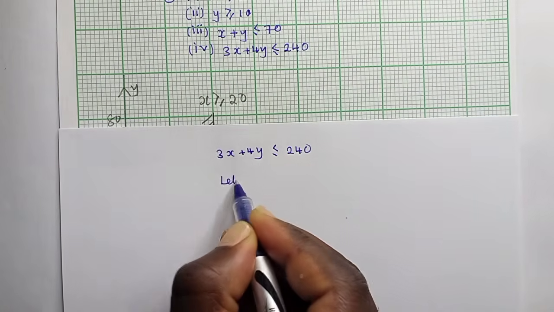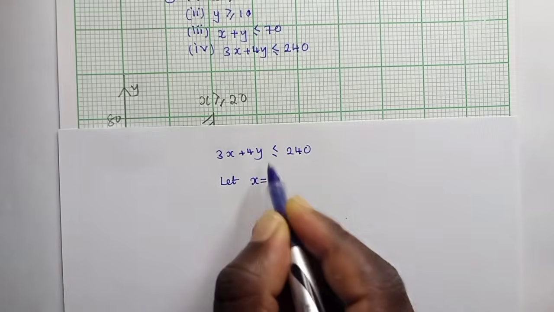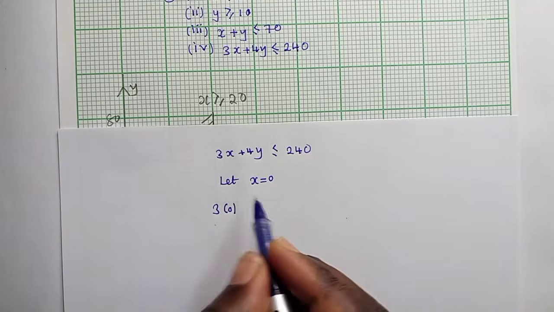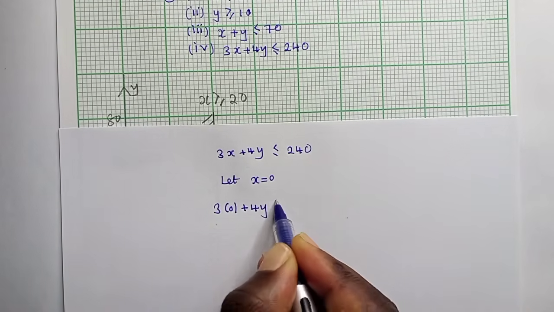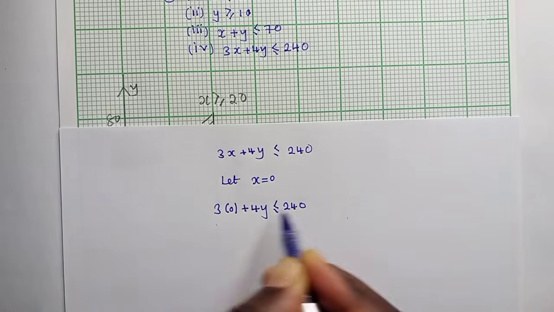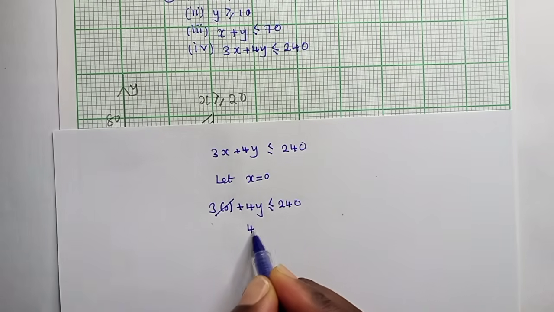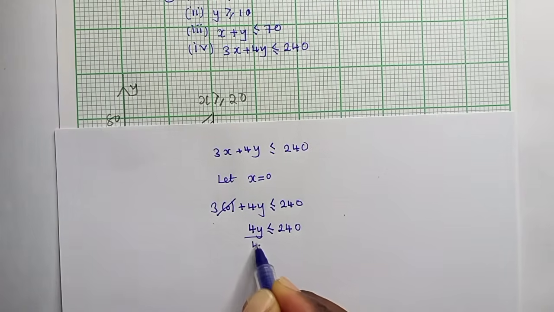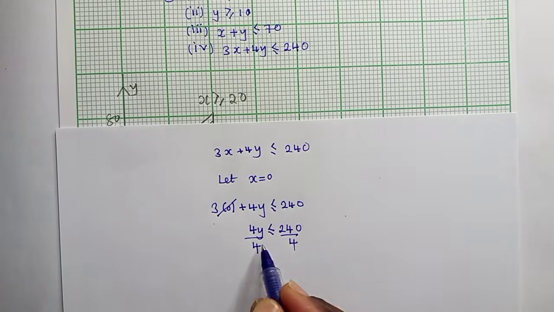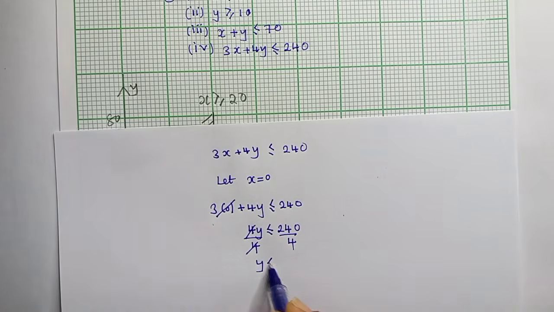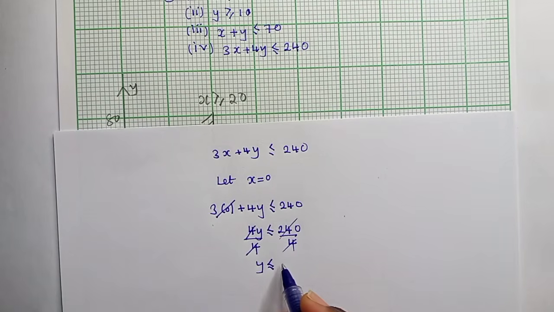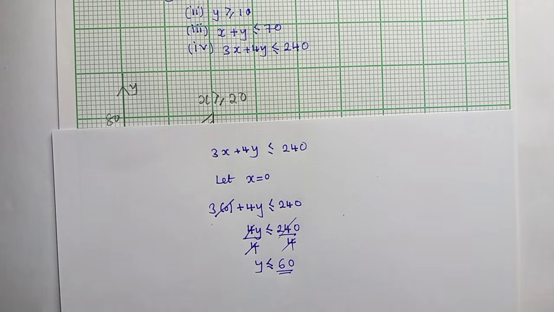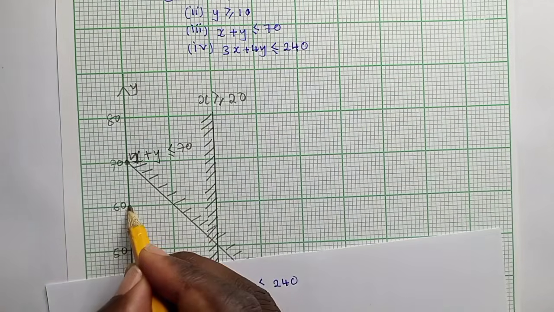So we're going to say let x be equal to 0, like we did on this one. So now let's calculate. When x is 0, we substitute 0 here. So this is what we're going to get. This one will cancel. We shall have 4y is less or equal to 240. Divide by 4, divide by 4. So this one will cancel. y will be less or equal to 60. Okay, so meaning it's passing at 60 on the y-axis. So where is 60? It's right here.